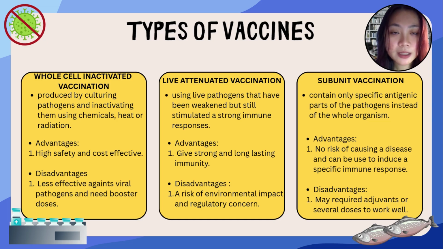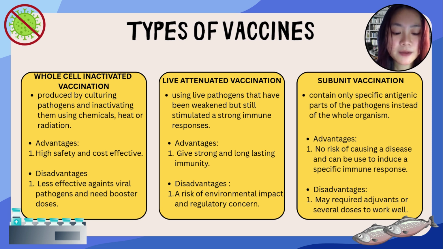Next is live attenuated vaccination. This vaccine uses live pathogens that have been weakened but still stimulate strong immune responses. Because the pathogens are still alive, they can multiply inside the fish and create a strong immune response. The advantage of this vaccine is it gives strong and long-lasting immunity. The disadvantage is possible environmental impact and regulatory concern.